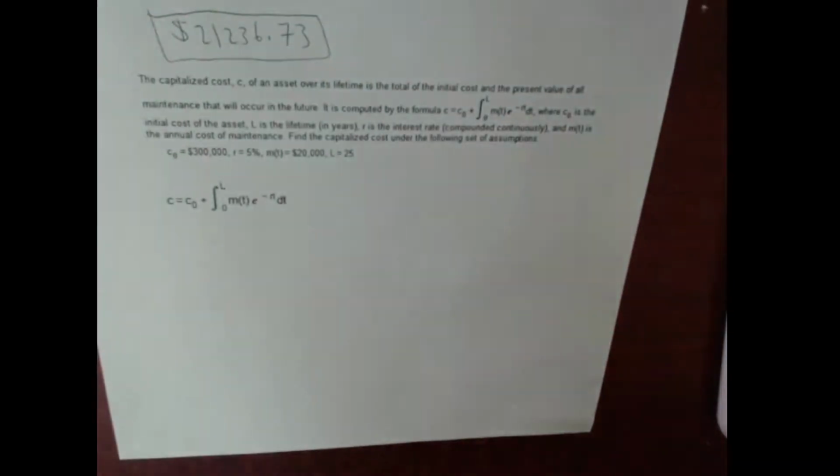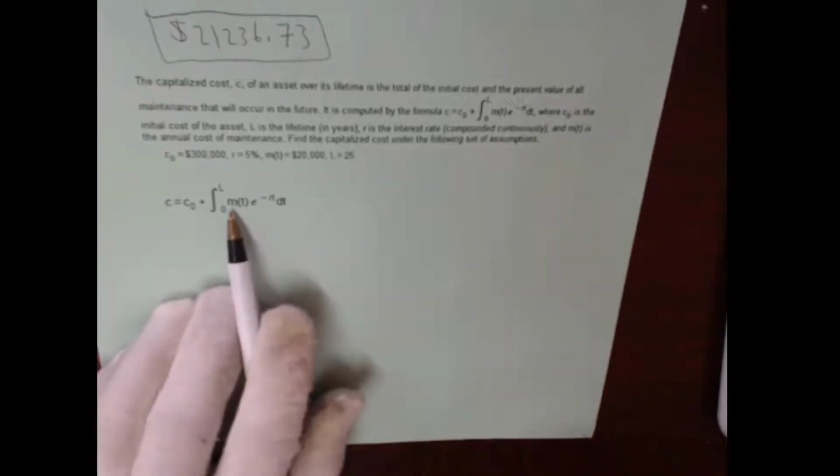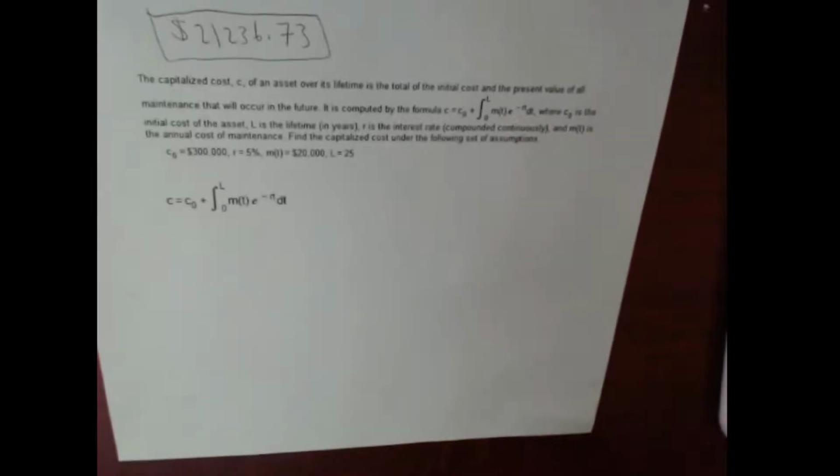This one says the capitalized cost of an asset over its lifetime is the total of the initial cost and the present value of all maintenance that will occur in the future. They give us a nice little formula that I put right here for calculating it. And so this is how this relates to how you might account for something. You buy a product or a part and you need to fix it, and you lose value not just with the money fixing it, but with the opportunity cost of what you could have spent with that money.